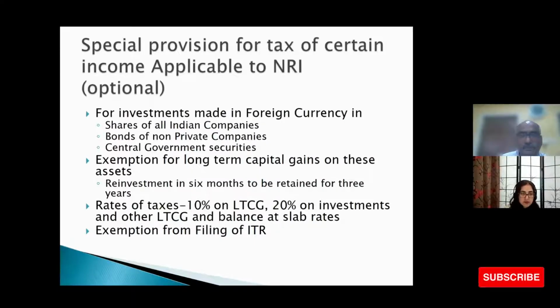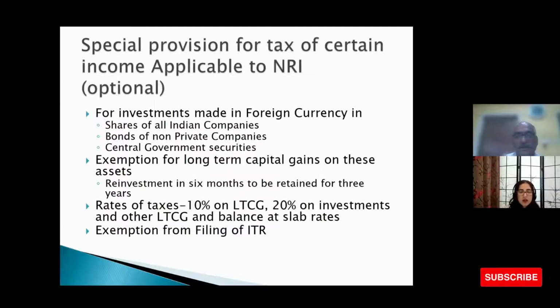Understood. And the only tax you would pay would still be if you have any interest or any dividend out of those investments, that is still taxable. It's just the capital gains. The exemption applies to long-term capital gain only.